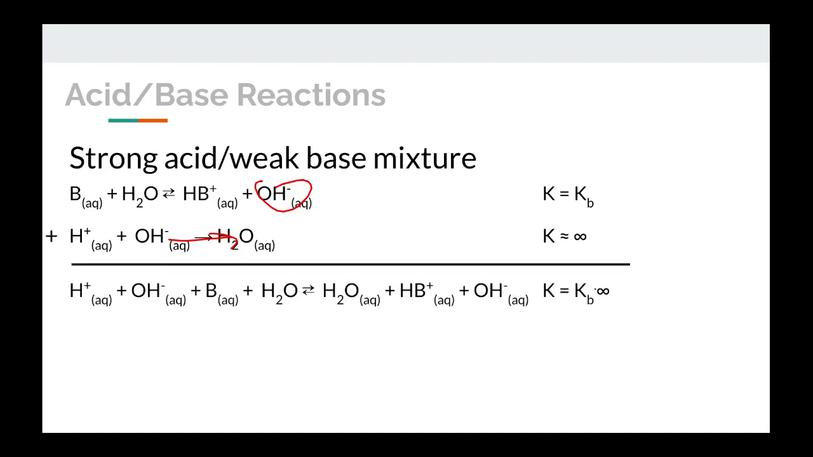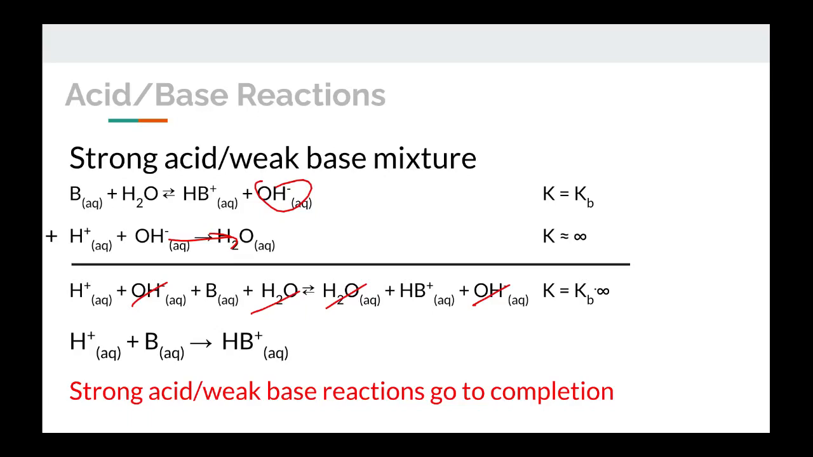If we add these reactions together, here's what we get. Spectators that drop out, OH- and water. And by the rule of multiple equilibria, the K for this reaction is going to be the Kb for the weak base times practically infinity. So this can be thought of as a one-way reaction where H+ reacts with the weak base and makes the conjugate acid. So a strong acid weak base reaction is also going to go to completion.